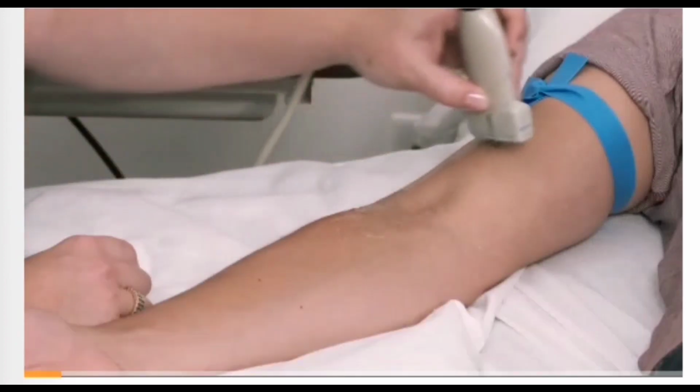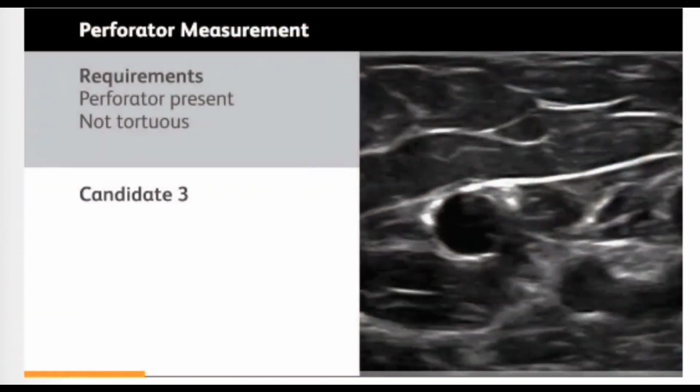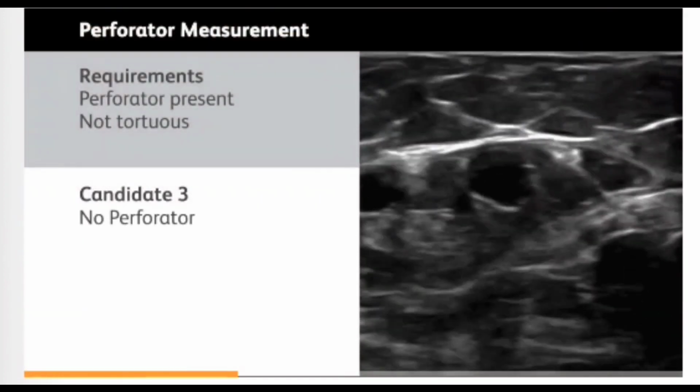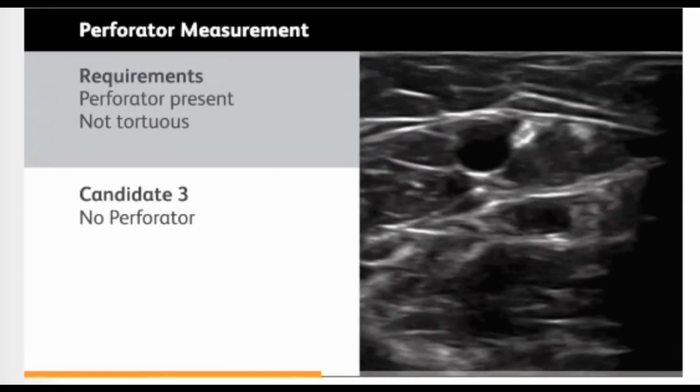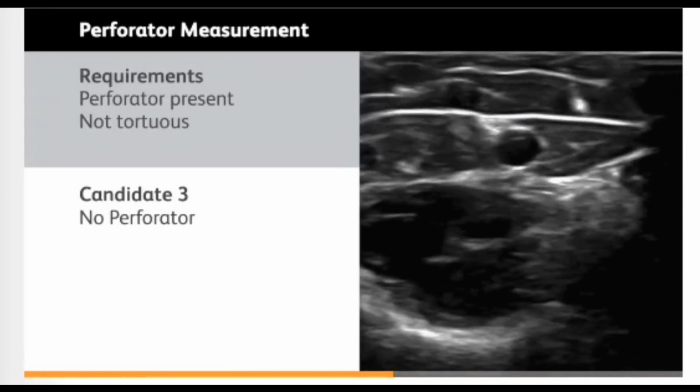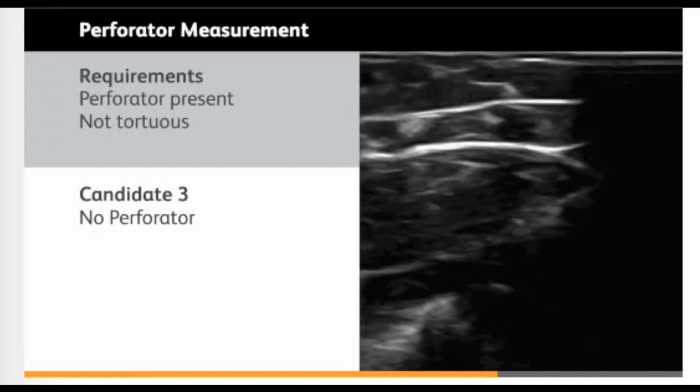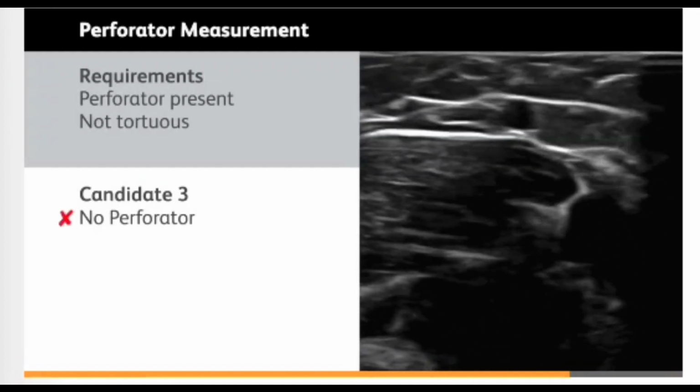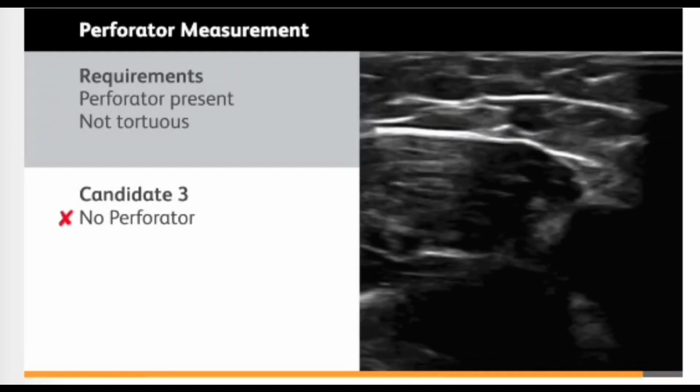In some cases, as you follow the cephalic or basilic down to the proximal forearm, you may not see a perforator communicating from the superficial system to the deep system. If a perforator is not present, this patient would not be a candidate.